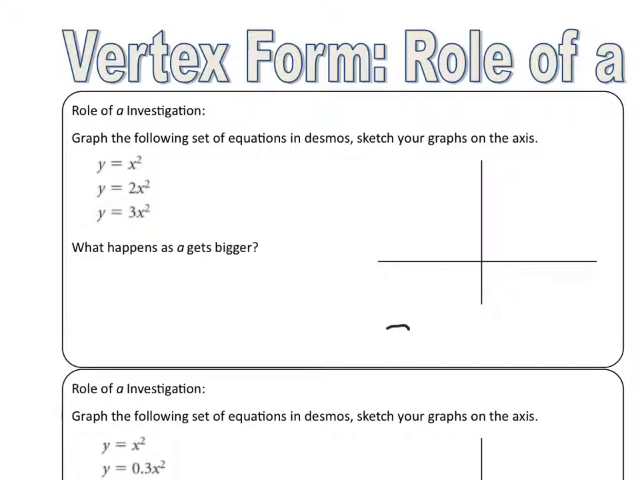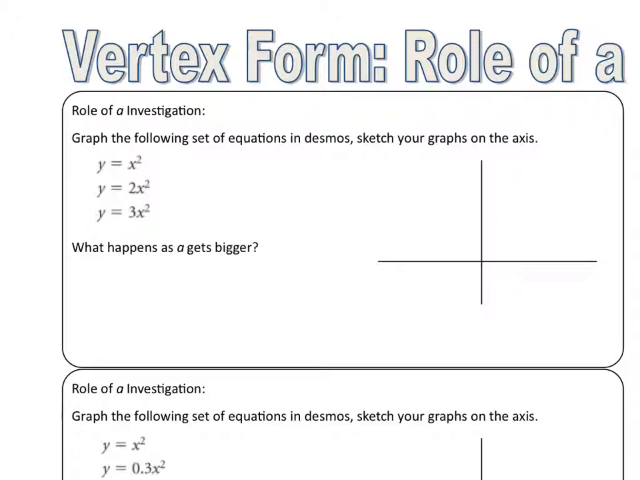Okay guys, so we looked at H and K in the previous video and the previous investigation. Now, again, I hope you did the investigation first and tried to graph it yourself before watching this video. So if you haven't done that, go do it. It's much more helpful. But here we go. I just want to sum up what happens with A.